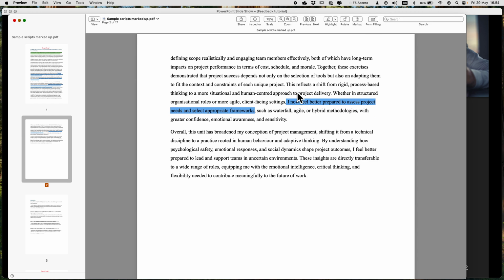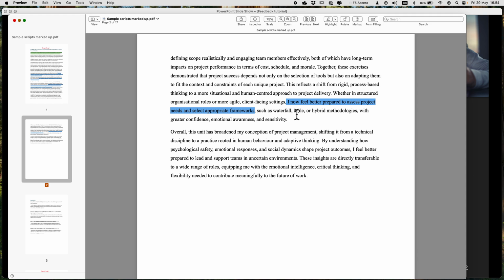Here's another area where, again, they've done a good job of connecting to the literature, but they're staying quite high level. "I now feel better prepared to assess project needs and select appropriate frameworks." I want to see an example here. That's a declaration, it's an assertion, less argument going on here.